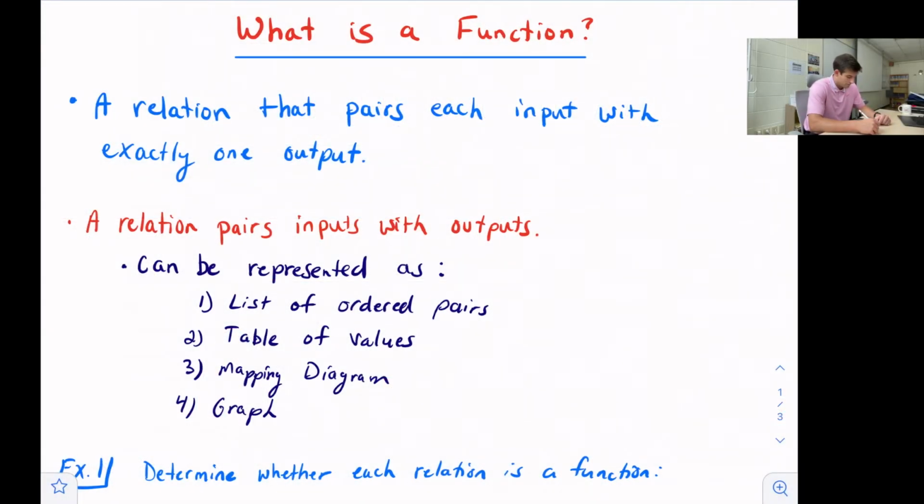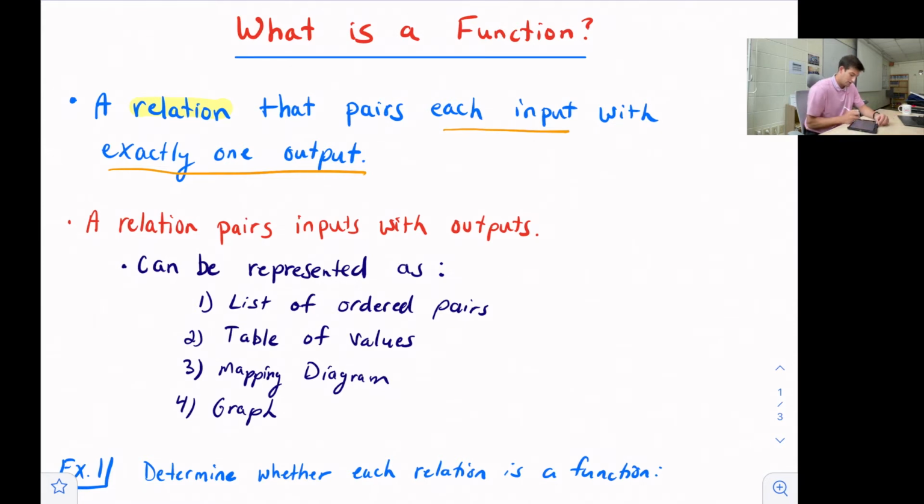What is a function? A function is a relation that pairs each input with exactly one output. So the key part of this definition here is each input, exactly one output. Okay? So that brings us to the question, well, what's a relation then?